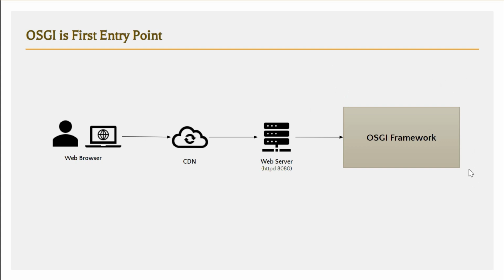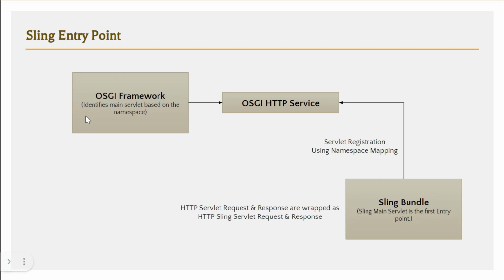In the publish instance, there will be the OSGI framework. So the first entry point for this request is the OSGI framework. Let's see what happens in the OSGI framework. Okay, so this is the OSGI framework. The OSGI framework has an interface which is the OSGI HTTP service, and this is the one which receives that particular request.